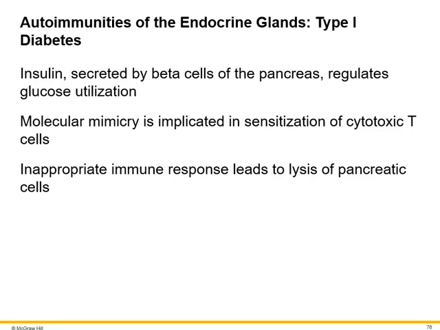So it's a type 4. And the inappropriate immune response causing the lysis of the pancreatic cells would be type 2. So type 2 and type 4 hypersensitivities with this. But it damages the cells that produce insulin, and so then you don't produce the insulin anymore.